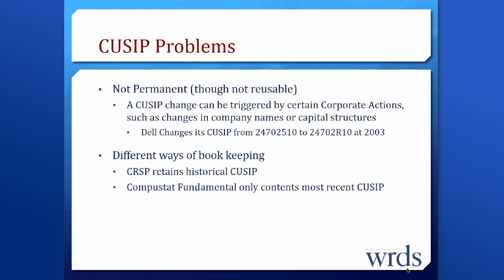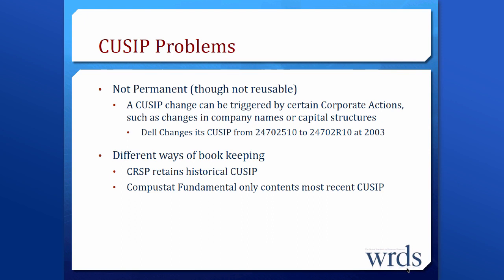The major problem is CUSIP is not permanent. Permanent means if the security changes somehow, for example, if the company changes its name, changes its location, or changes its capital structure, the CUSIP is going to be changed. For example, Dell changed its CUSIP from 24702510 to 2470R10 in 2003.